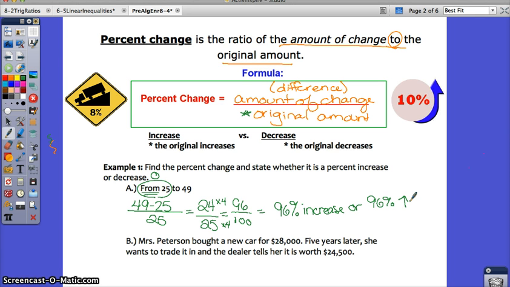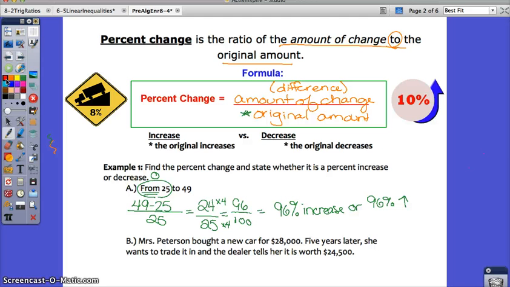Let's try the next one. Mrs. Peterson bought a new car for $28,000. 5 years later, she wanted to trade it in, and the dealer tells her it's worth $24,500. Which is the original cost? Then we're going to find our percent change.